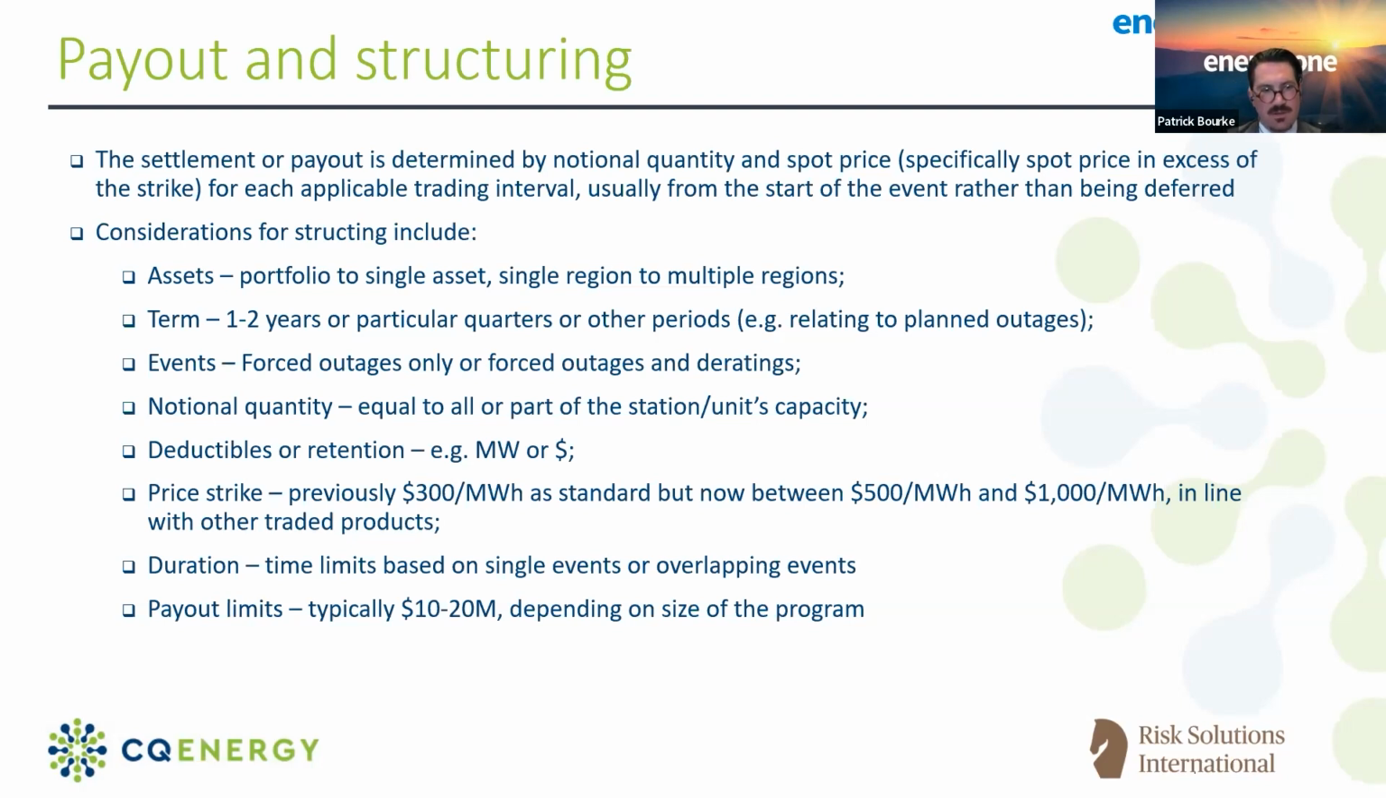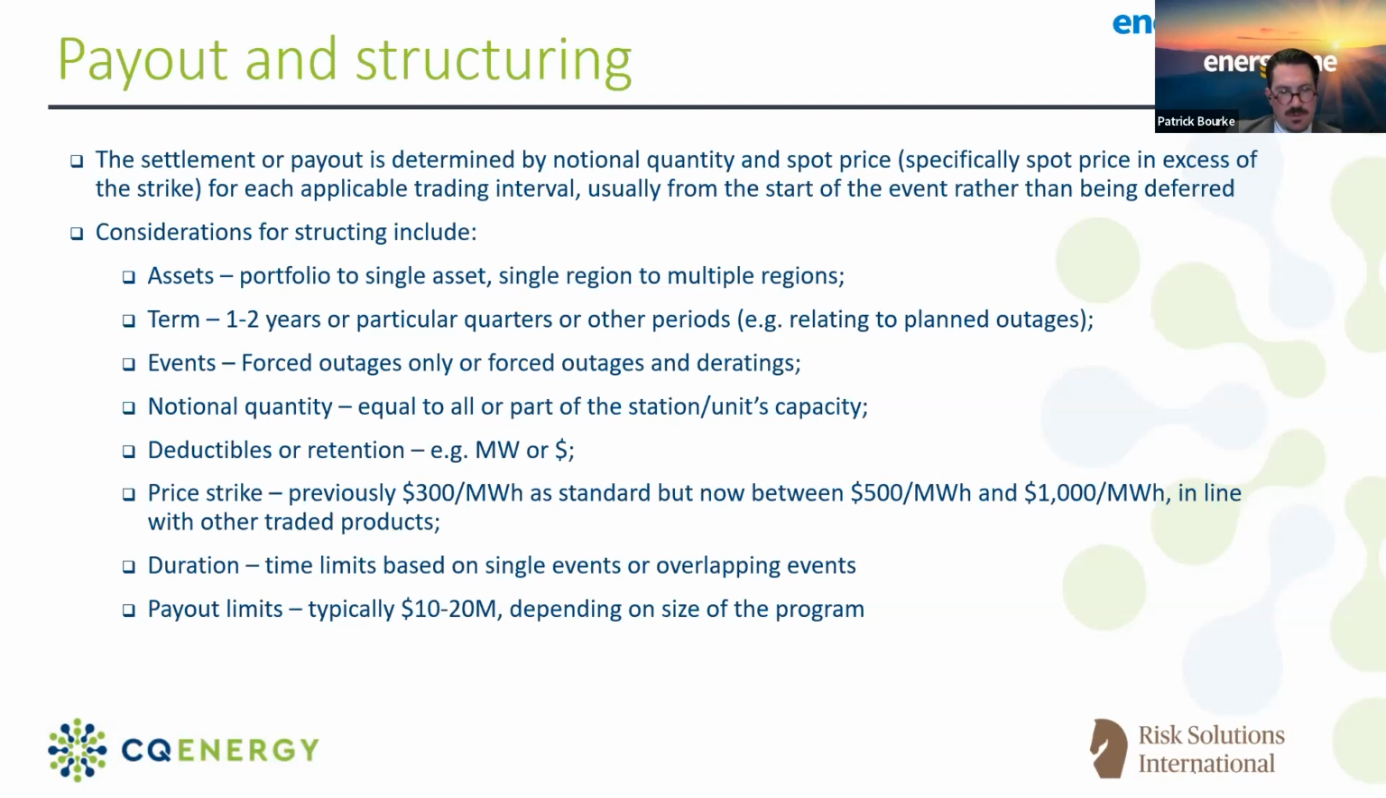could be overlapping events. On those events, cover might be for forced outages only, or for forced outages and deratings, those partial outages. For the notional quantity, we see generally equal to all or part of the station or unit's capacity, and generally from 100 megawatts up to several hundred megawatts, depending on the station or stations. You can incorporate deductibles or retention. So with megawatts, it could be the first unit equivalent, so that you're covering the second unit or other units for overlapping events, or $1 deductible if you're managing working losses or just premium levels.